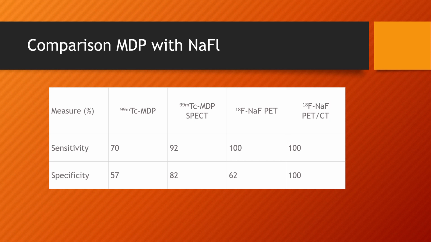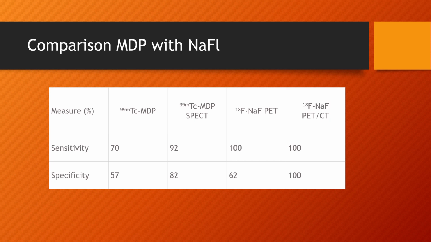So if there are osteogenic changes, will we be able to see them? The sensitivity for MDP is only 70%. When we add SPECT, that does go up to about 92%. But with sodium fluoride PET, especially PET CT, it's 100%, which means if there are any osteogenic changes anywhere in your bones, the PET CT study will be able to pick that up.